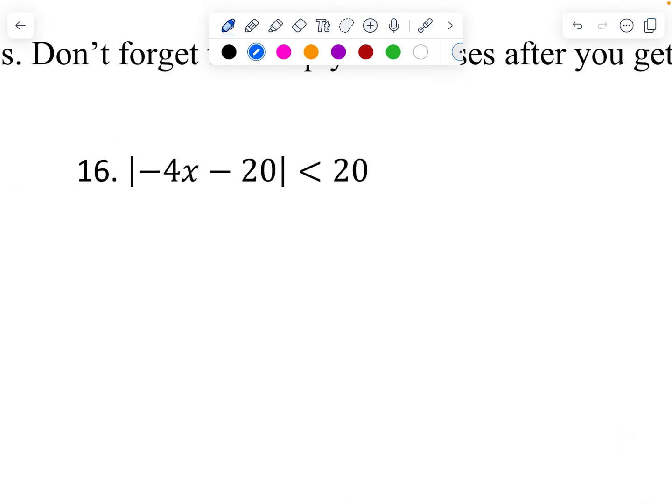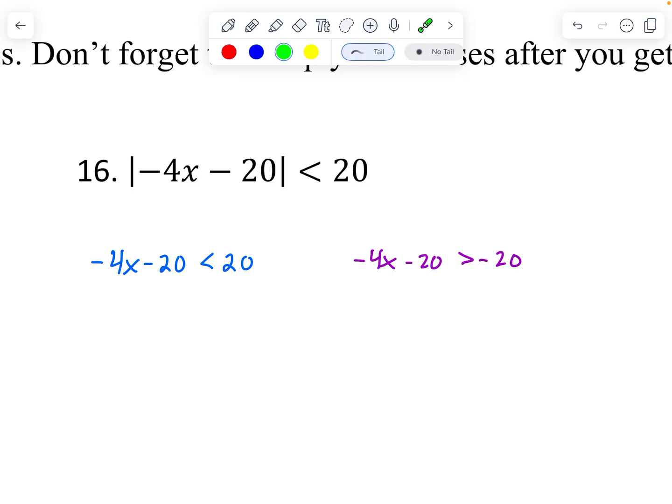16, same thing. Now we need our distance to be less than 20. And so negative 4x minus 20 has to be less than 20 to the right on a number line, or greater than negative 20 to the left. So greater than negative 20, that just means to the left. Remember, that means to the left. And then we solve this, or add 20. So negative 4x is less than 40.